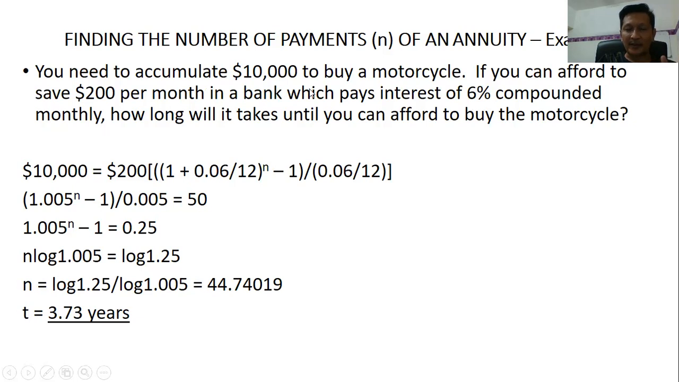So with this scenario, being able to put aside $200 of your salary per month in a bank that pays 6% per year compounded monthly, you need to save for 3.73 years to be able to afford to buy this $10,000 motorcycle in cash, without using a loan. But you need to wait 3.73 years. All right, that's it for finding the number of payments. I will see you in the next video, in another subtopic.